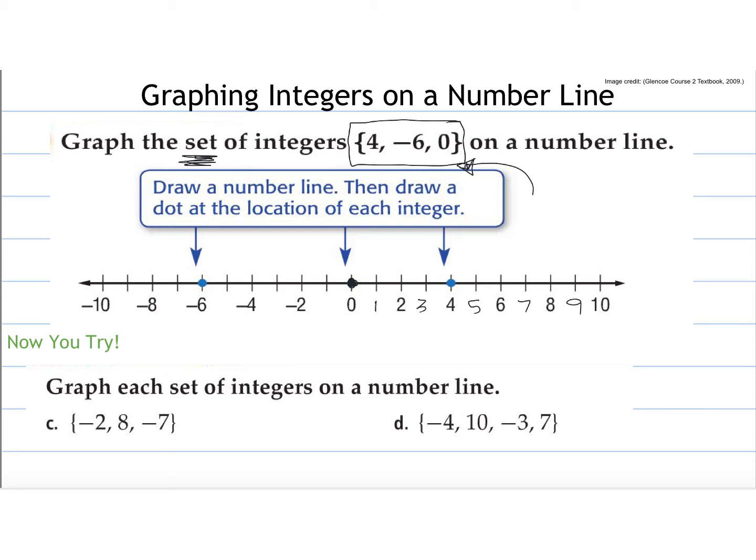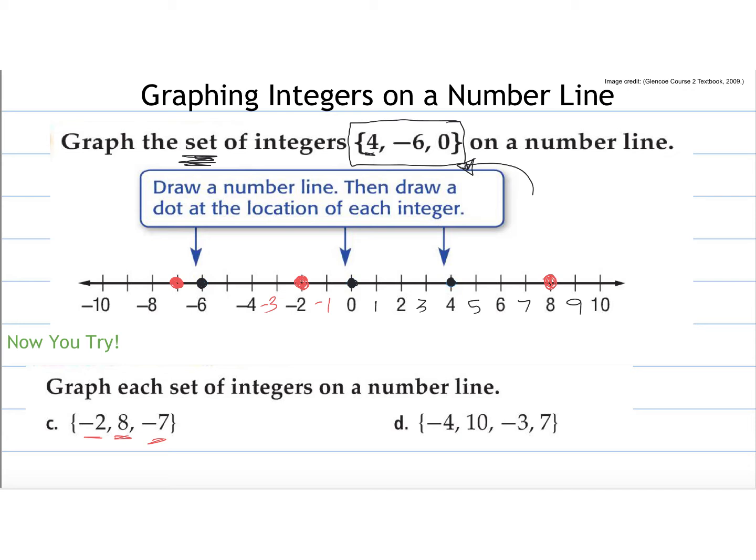And then I have my negatives on the left side of the 0. So 4, we can see, is right here. -6 is over here. And then 0, obviously, is right in the middle. Graph each set. Draw a really quick number line. It doesn't need to be fancy. You can just do one number line for both of these questions and plot those points. So -2 is right here, 8 is right here, and then -7 is right here. Notice we're just counting backwards, starting at 0, -1, -2, -3, counting backwards instead of going forwards the other way.